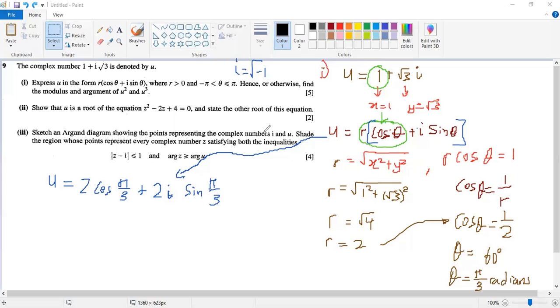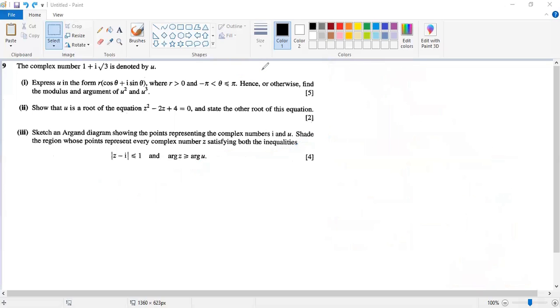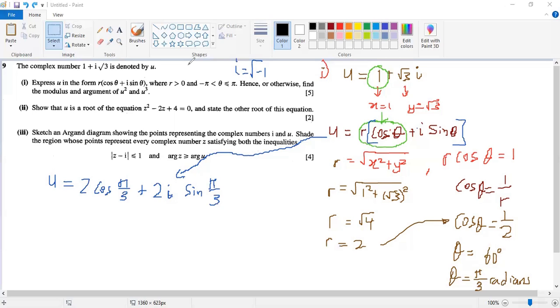Okay, so now how do you find the modulus and the argument of u square and u cube? So just please remember this: the modulus of u is just r. That's where the modulus r comes in. But in this case, r is a positive 2, so it's 2. So please remember that the modulus of u is 2. That's all we need for the second part.